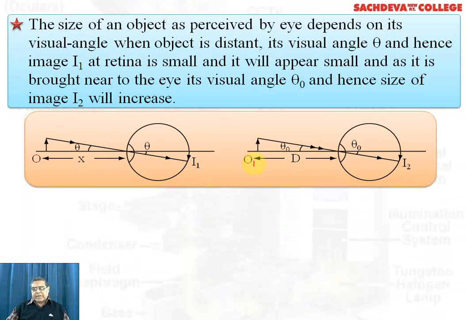In the right side figure again, O is the object, and the ray of light is coming from the tip of the object, and it will be an inverted image I2. The visual angle is theta naught in both cases. They are vertically opposite angles geometrically. And D is the least distance of distinct vision. So the object is placed from the convex lens at a distance D, which is 25 centimeters.